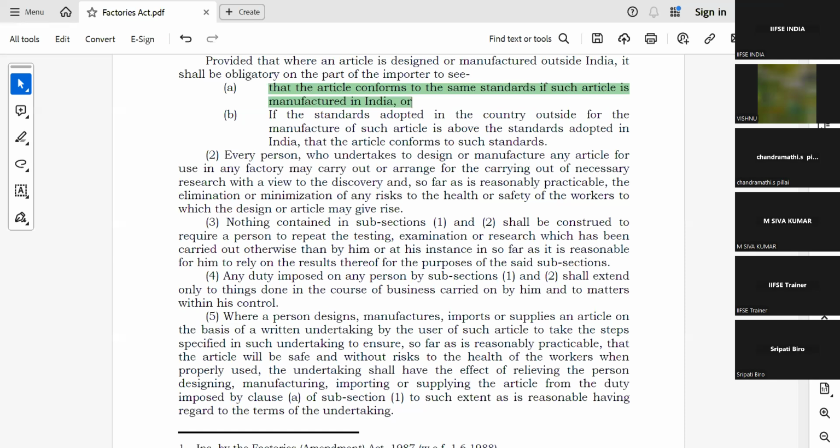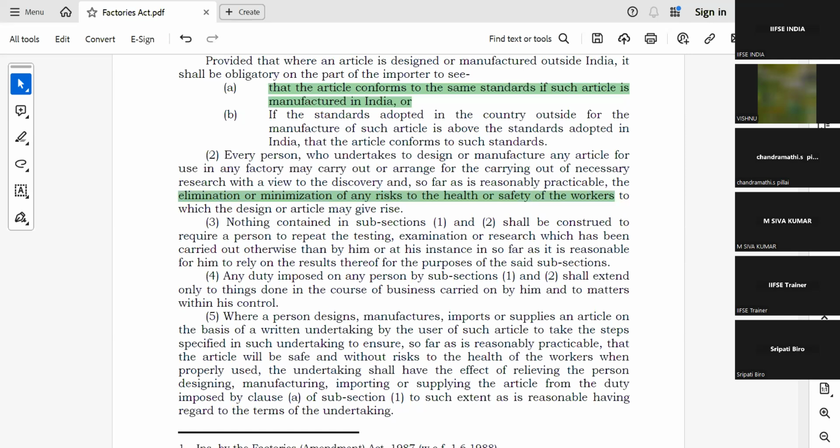Then every person who undertakes to design or manufacture any article for use in any factory shall carry out or arrange for carrying out necessary research with a view to the discovery and, so far as is reasonably practicable, the elimination or minimization of any risk to health or safety of the workers to which the design or article may give rise. So whoever is designing any specific tool, it should ensure elimination or minimization of risk to health or safety of the workers. While designing, they have to ensure all this.